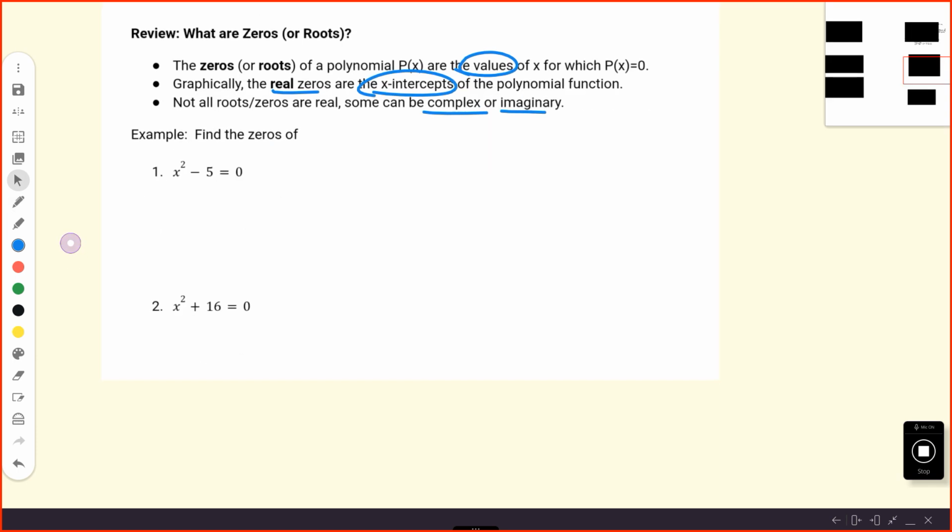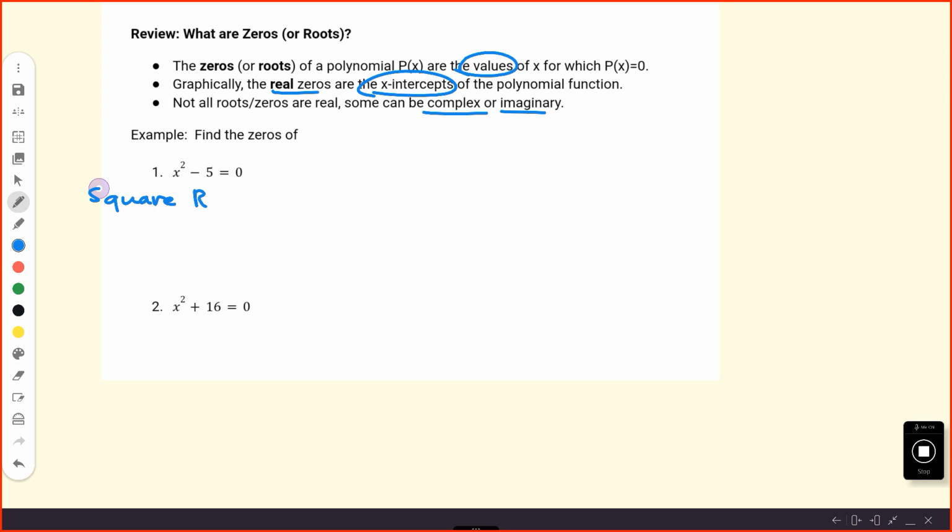So just like what you had in your warm-up, if we're going to find the zeros of x squared minus 5 equals 0, we cannot factor x squared minus 5 because 5 is not a perfect square. So we cannot do difference of two squares, right? So what we can do is just do the square root method. To do the square root method, we just have to add 5 on both sides and take the square root.